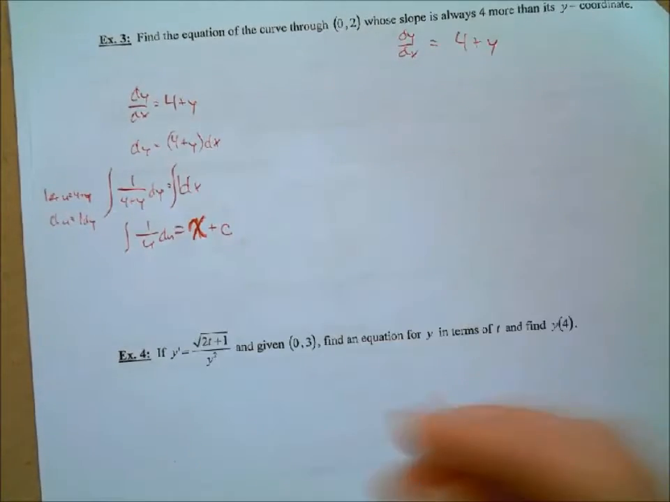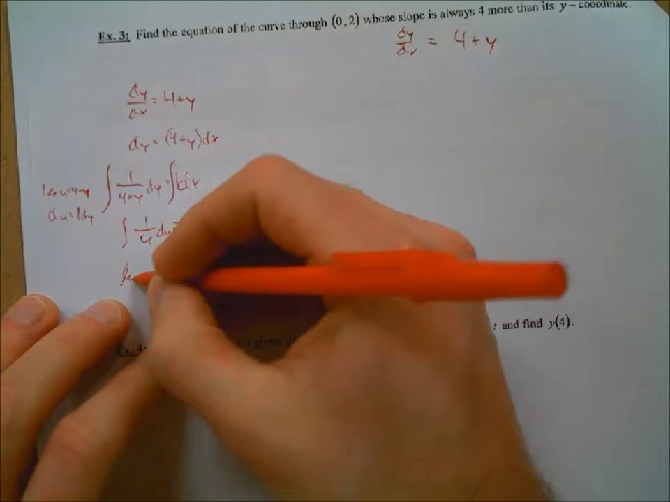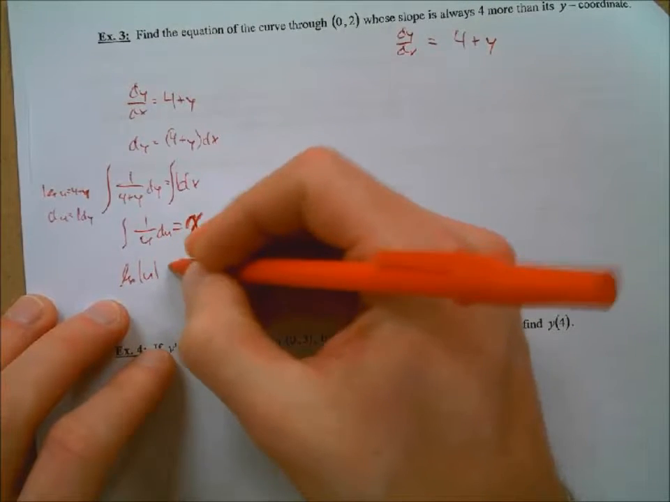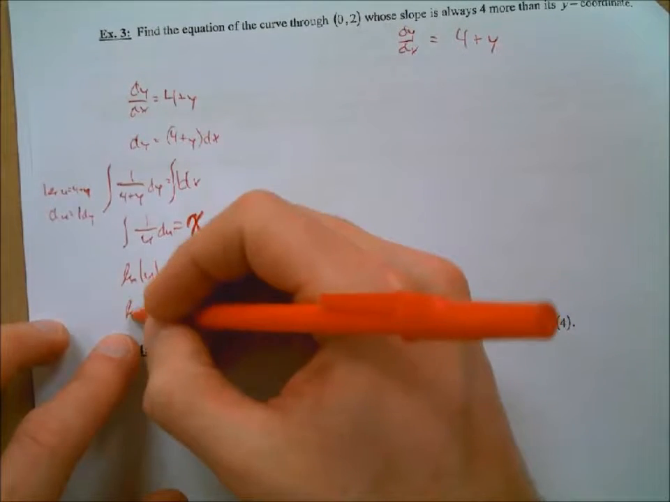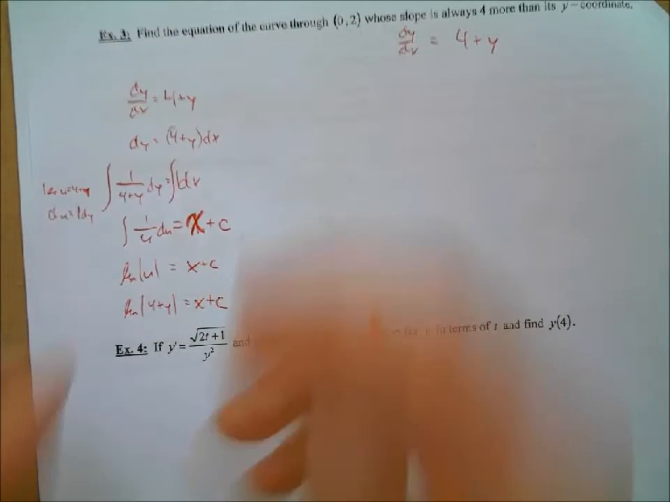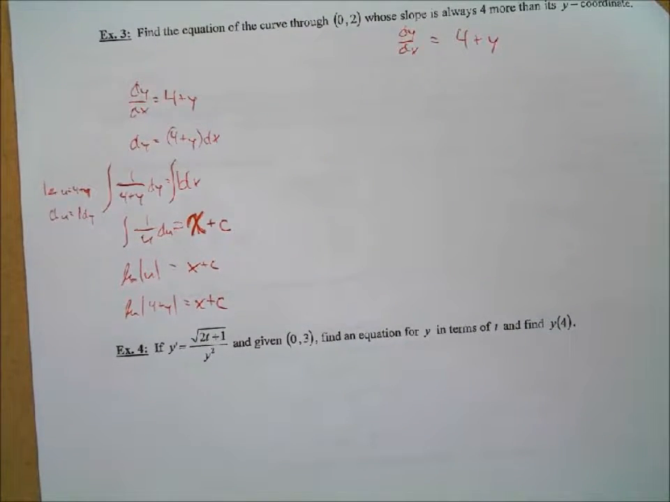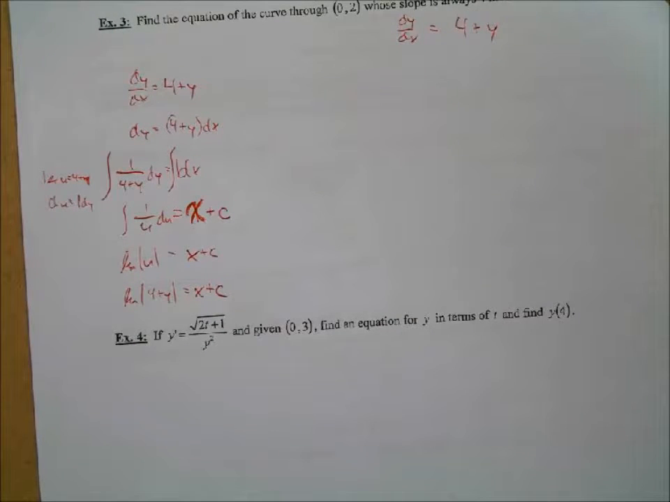What is the integral of 1 over u du? The natural log of the absolute value of u. And then u is 4 plus y. So the natural log of the absolute value of 4 plus y equals x plus c. Okay, there's our equation.